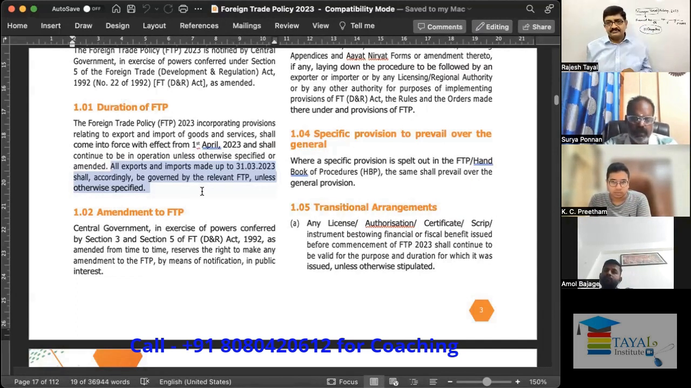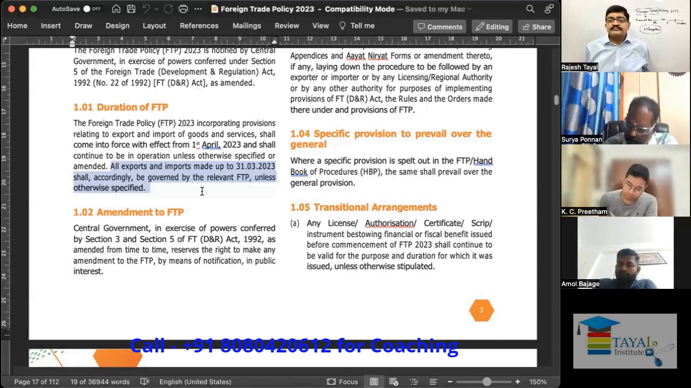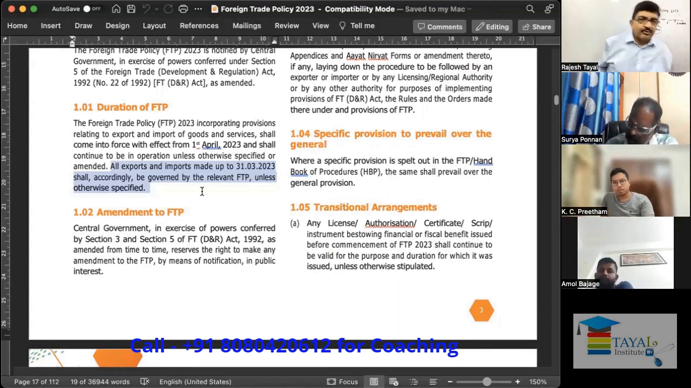So write 2 points in the notebook. Number one, the new Foreign Trade Policy is effective from 1st April 2023. And number two, unless otherwise specified, there is no retrospective effect. Is this clear? Okay, so point number one is over.